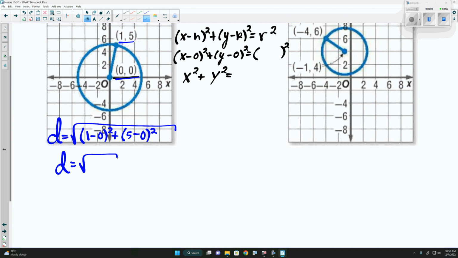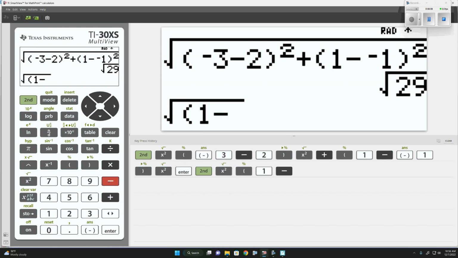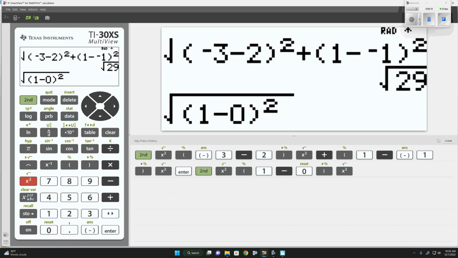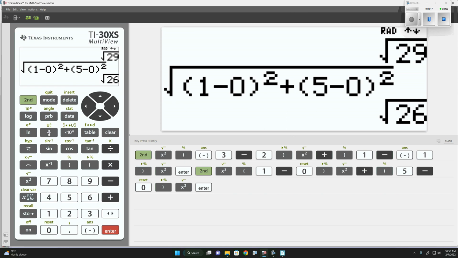And again, at this point here, we could type this into the calculator. So we can say second square root 1 minus 0 squared plus 5 minus 0 squared. And it'll tell us that the radius is the square root of 26.